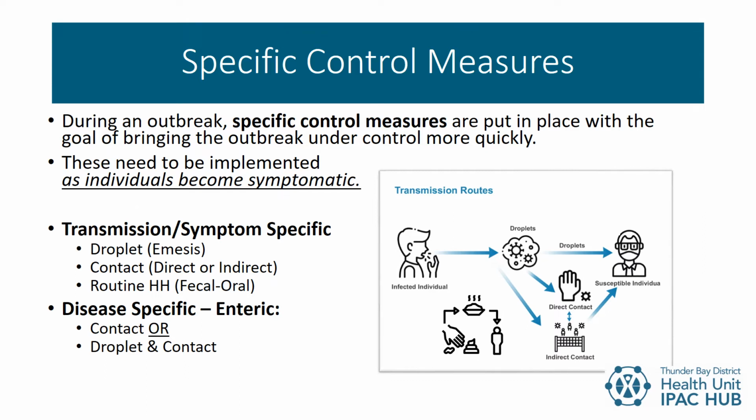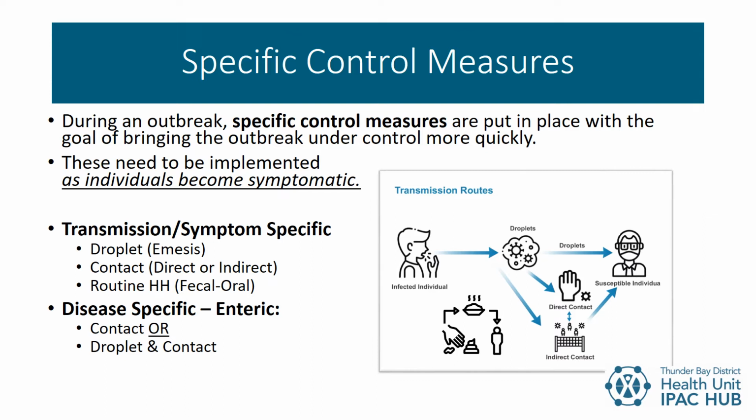Transmission-specific control measures include droplet precautions, contact precautions, and routine hand hygiene. Droplet precautions may be in place if a predominant symptom is vomiting, as infectious droplets can be released during this. Contact precautions must be in place to reduce the spread of infectious fecal matter or droplets, as clients can directly or indirectly infect others or themselves again. Routine practice of hand hygiene will help eliminate any fecal-oral route transmission.